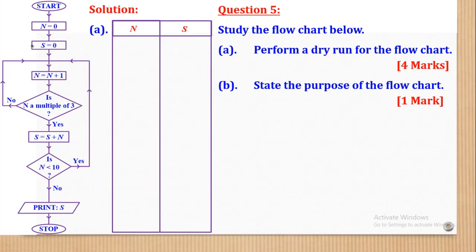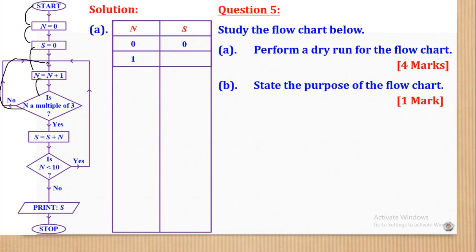So from the start they say that n becomes 0, so make n 0, and from this they said s becomes 0, so make s 0. Then from here you go to this where you have to increment n by 1, so it becomes 1. Then from here ask yourself, is n a multiple of 3? No. So because it is no, it takes you to this.